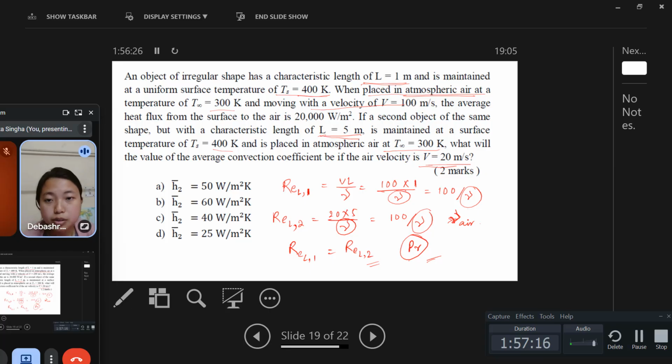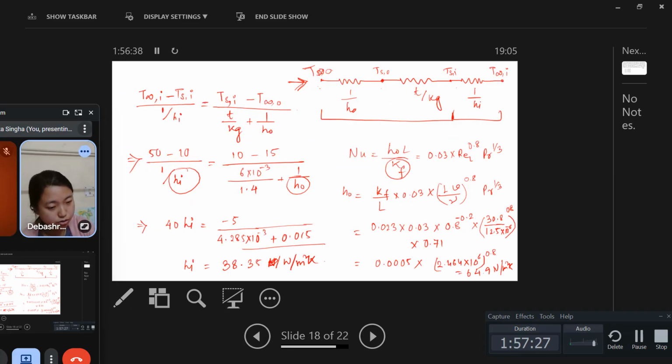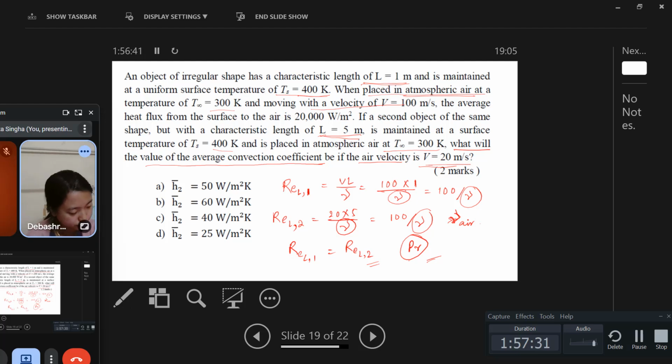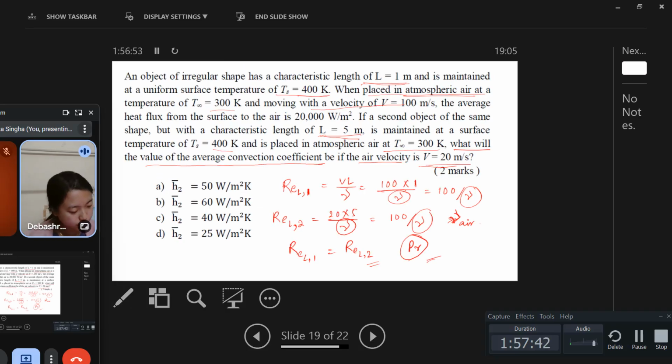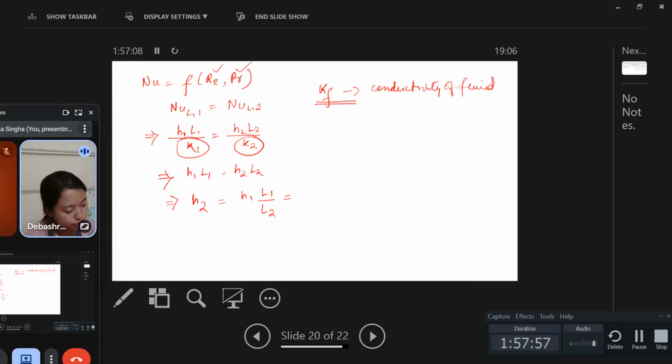So what have they asked to find out? They have asked to find out the average convection coefficient if the air velocity is this. That means H2 you need to find out. So H2 you can find out as H1 into L1 divided by L2. Okay, they have not given H1, but they have given the average heat flux, that is Q. So how can you find H from there?